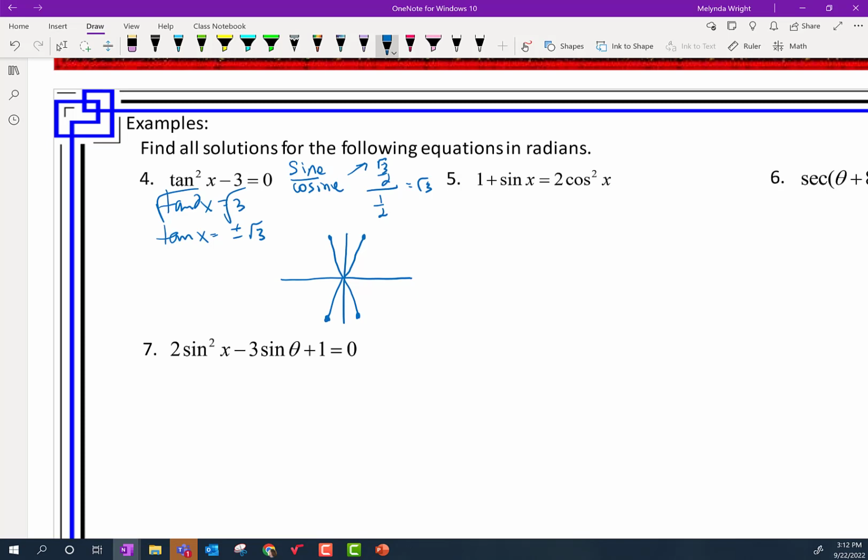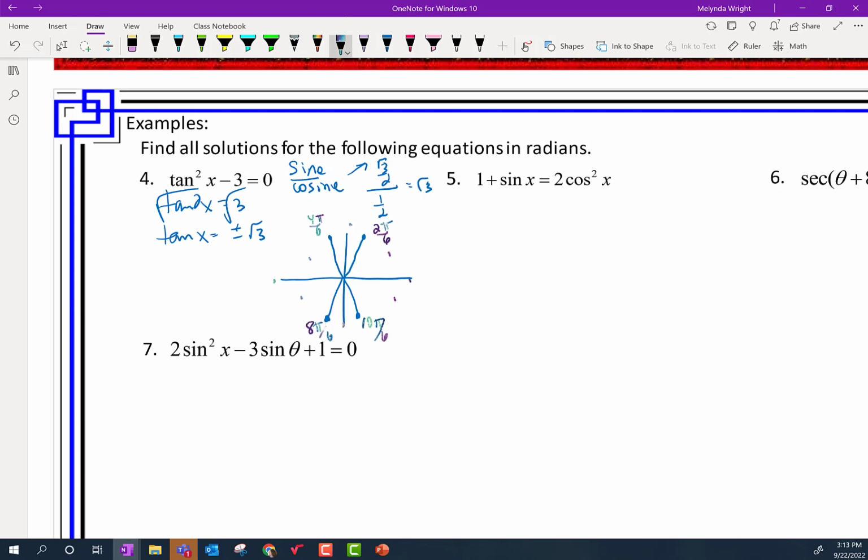Okay. And those are 30, 60, 90s. So let's count. So we have 1 pi over 6, 2 pi over 6, 3 pi over 6, 4 pi over 6, 5 pi over 6, 6 pi over 6, 7 pi over 6, 8 pi over 6, 9 pi over 6, 10 pi over 6, 11 pi over 6, and 12 pi over 6. So those are our numbers.